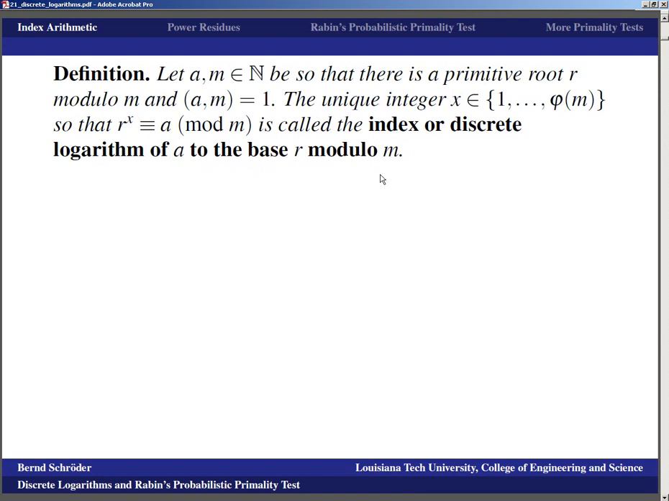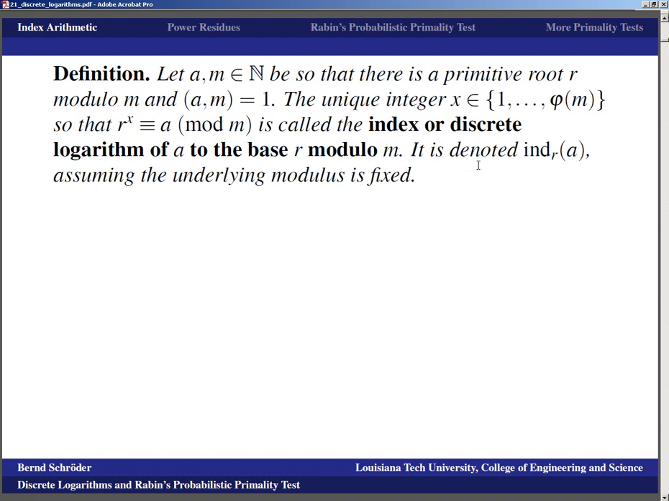So that is exactly how we would want to define, or exactly how we have defined, logarithms in regular algebra. The logarithm is an exponent that makes a certain thing happen. We are going to use similar notation, except that we call it the index, not the logarithm. So it's called index of a to base r. And we're assuming that the underlying modulus is fixed.